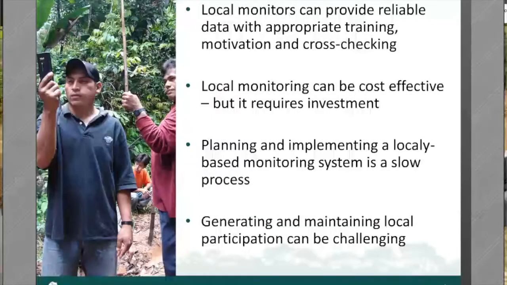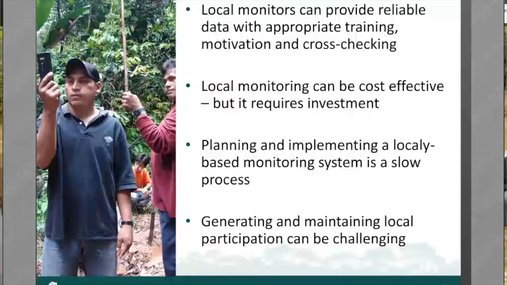Taken into account. Another lesson learned is that planning and implementing a locally based monitoring system is slow. Things won't happen quickly. Trees will grow quickly, but the system as such, with a locally based component, is not a fast process. So we need to be patient as implementers or as promoters of participatory systems in this regard.